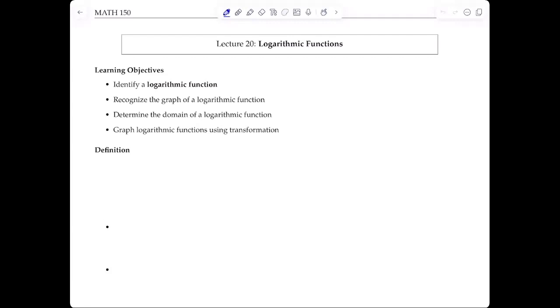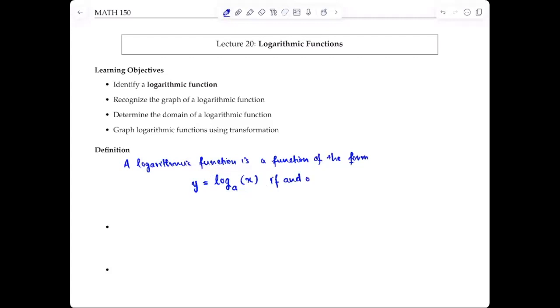A logarithmic function is a function of the form y equal to log base a of x, if and only if a to the y equals x. Here log stands for logarithmic, or logarithm for that matter. This is probably a new notation, probably the first time you see this.